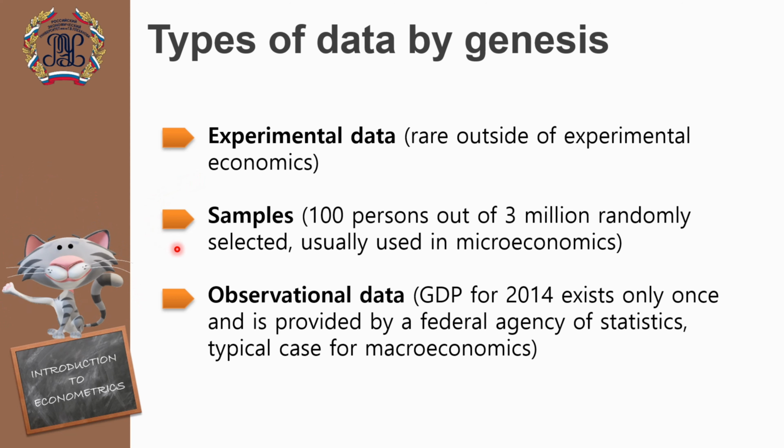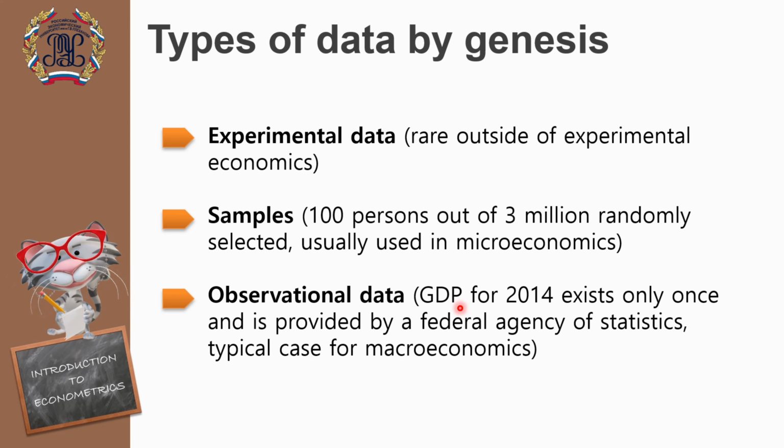The second one, which is very common, is samples. For example, pick 100 random people out of 3 million. This is usually used in microeconomics, which is marketing. When you decide to launch a new product, you want to understand whether it will be popular, that it will take some share of the market. And the third one is observational data. For example, GDP for 2014 exists only once and is provided by a Federal Agency of Statistics.